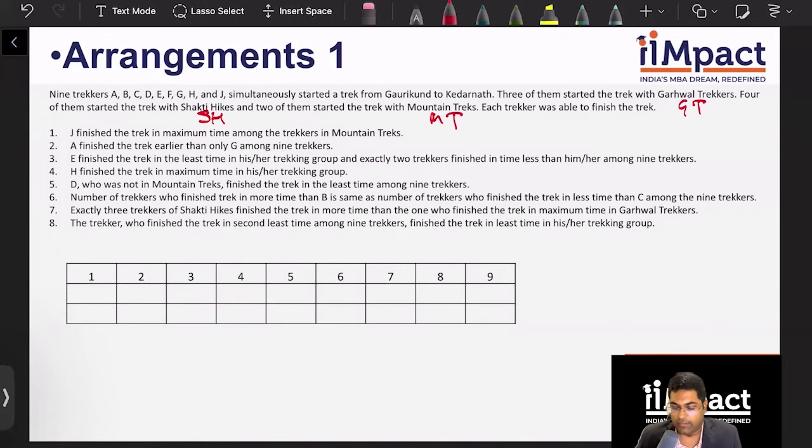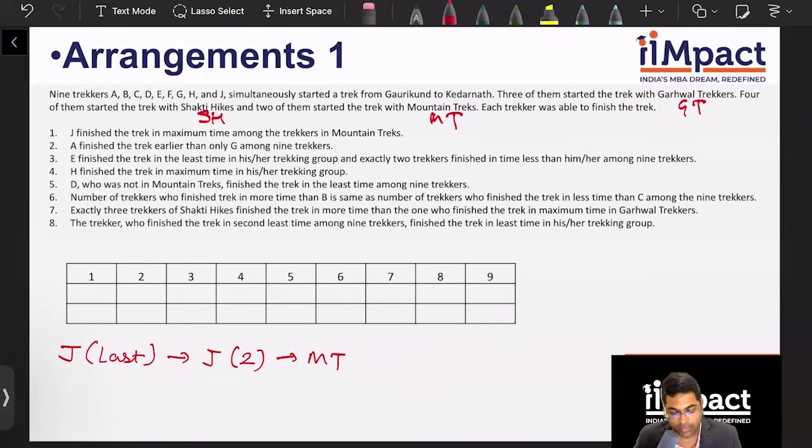I have also been given that each trekker was able to finish the trek. Okay, nice. Let's look at the clues. Clue 1: J finished the trek in maximum amount of time among the trekkers in MT. So J finished in maximum time among MT. So can I say that J's rank was second in MT, and that J was in MT? I can get these three things. Yes. Okay. Clue number 2.